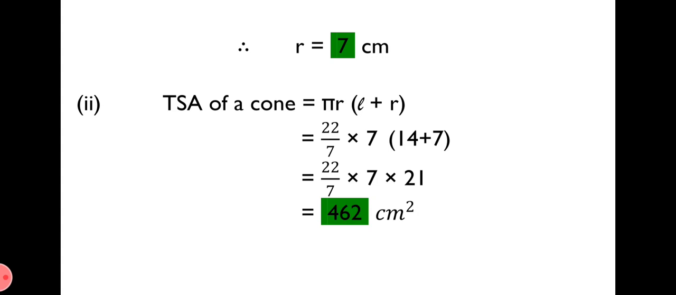Dear students, the remaining questions of this exercise we will solve in the next lecture, and please copy all these in your regular classwork notebook.